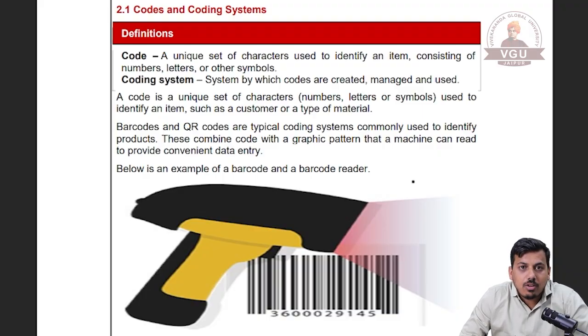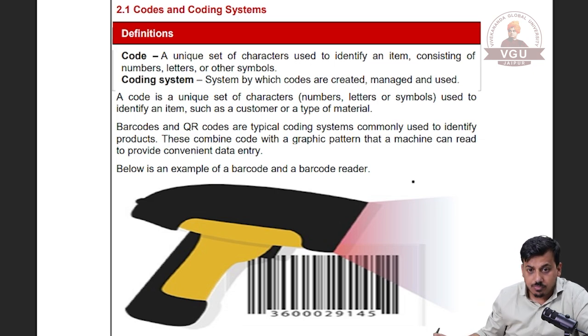We are discussing cost classification of our management accounting. Till now, we have discussed cost units, cost objects, different centers like cost center, profit center, revenue center, responsibility centers, investment centers, and all. Today's part, we will discuss codes and coding systems used in the manufacturing organization.